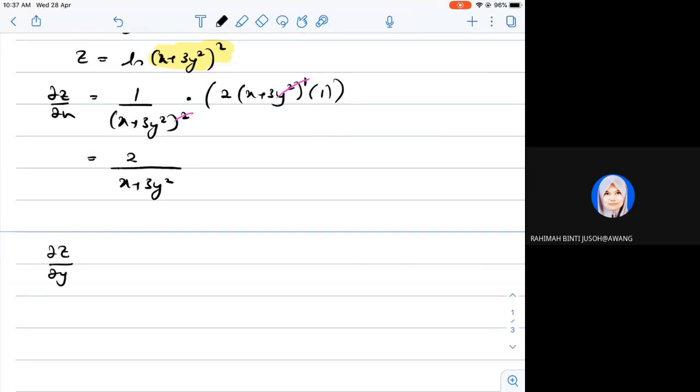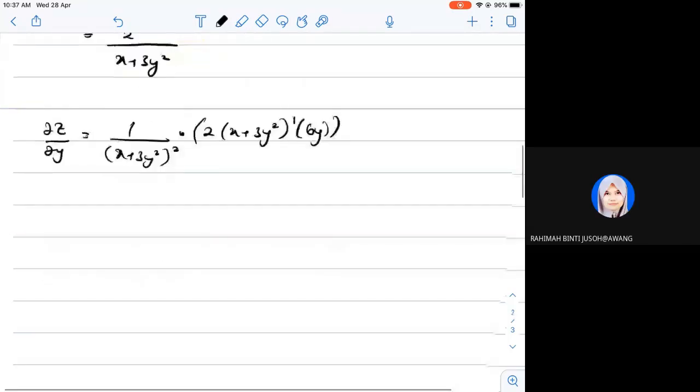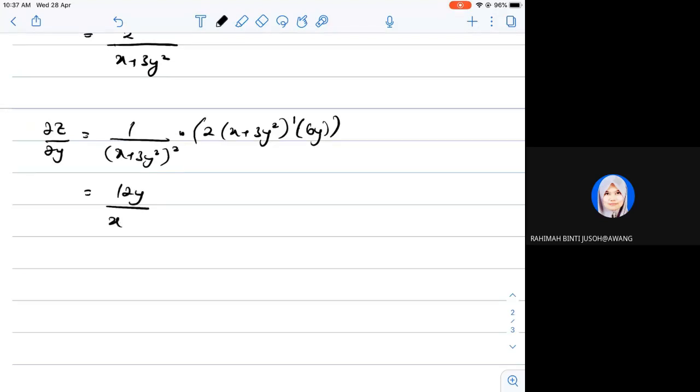Del Z over del Y equals again 1 over everything, x plus 3y squared, then squared, multiplied with 2 times, just copy this to the power of 1, and then multiply with 6y. Yes, 6y. Okay, very good. So we will have 6 times 2 which is 12y over x plus 3y squared like this.